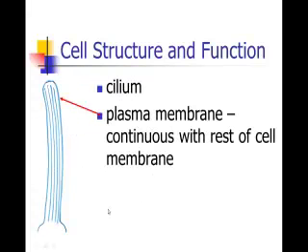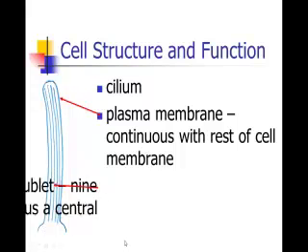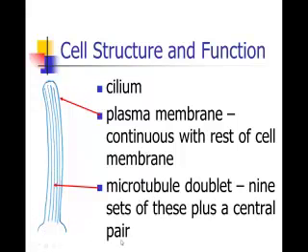We have the plasma membrane of the cell being continuous with the membrane that covers the cilium. And then inside there are 9 sets of microtubule doublets, and there's a central pair as well, and these are responsible for the movement of the cilium. The really cool thing is that they're coordinated so they all push in the same direction.